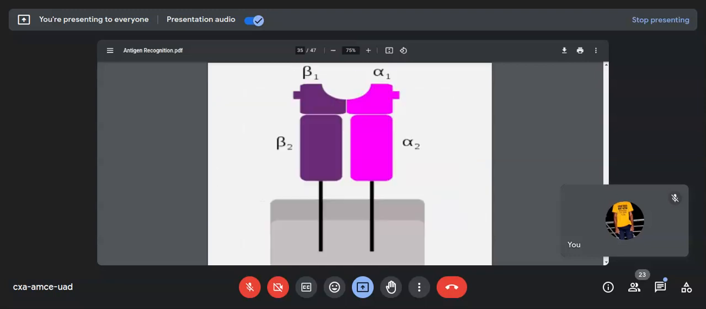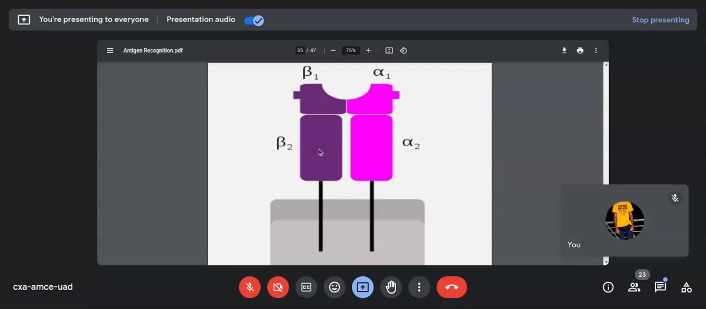With regards to the MHC class 2, it's alpha 1 and beta 1. So never forget that difference. Very high yield, no matter what you do. You can forget everything, but never forget this point. A full exam can come from this topic. Take note.